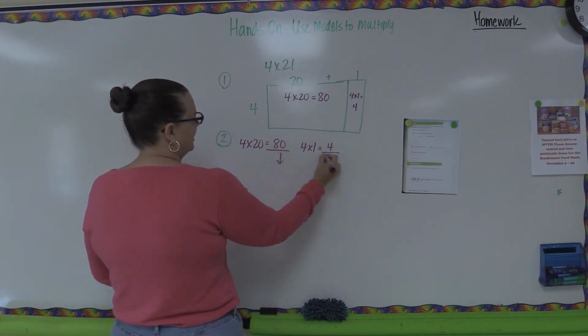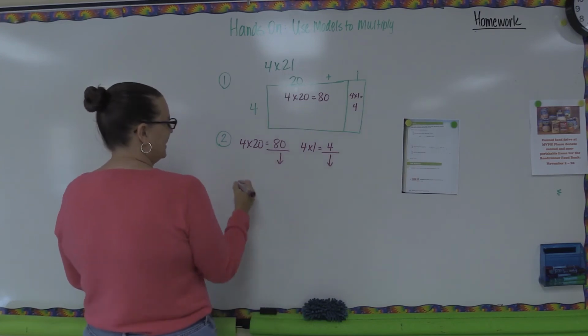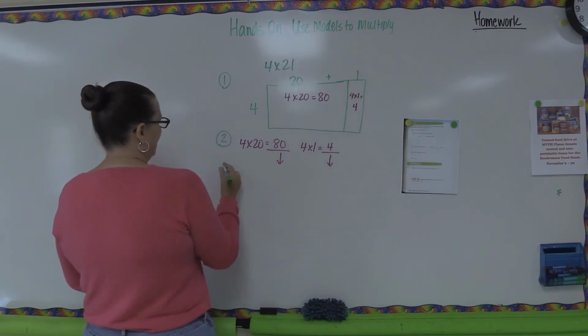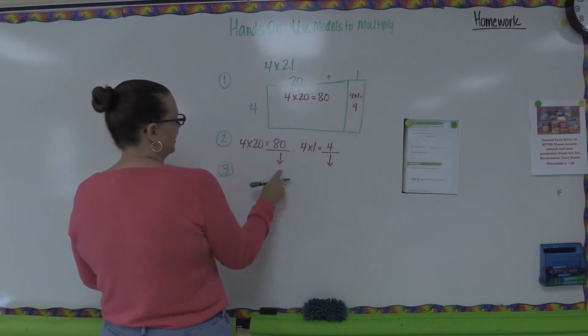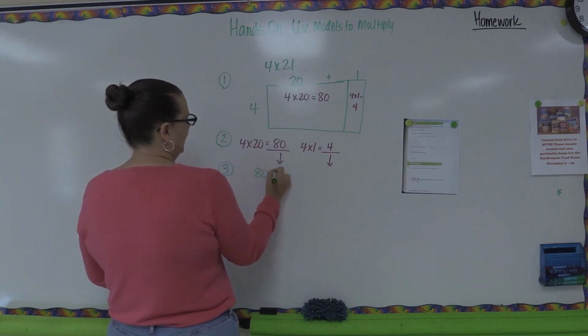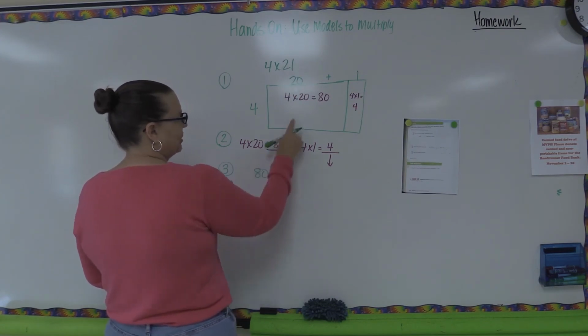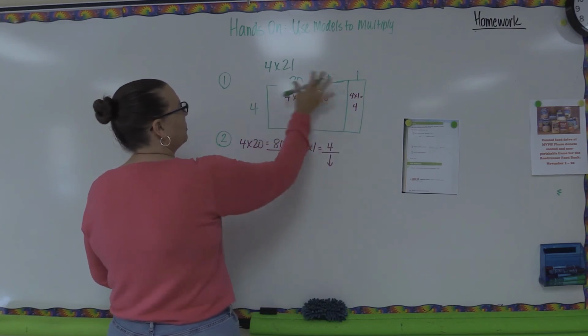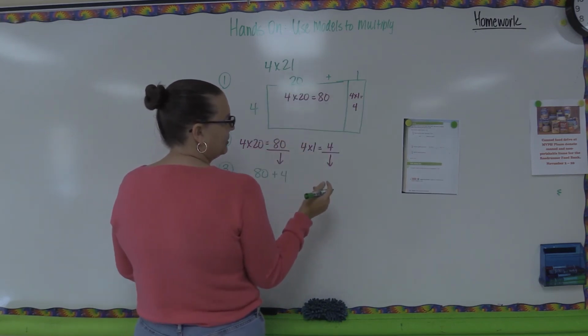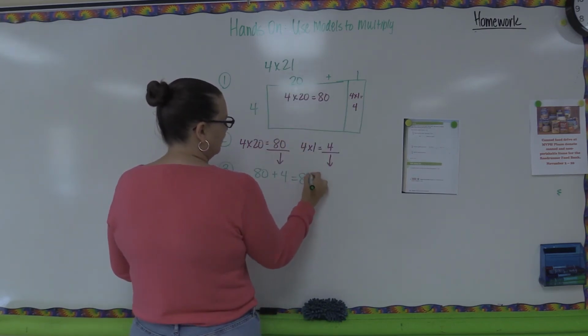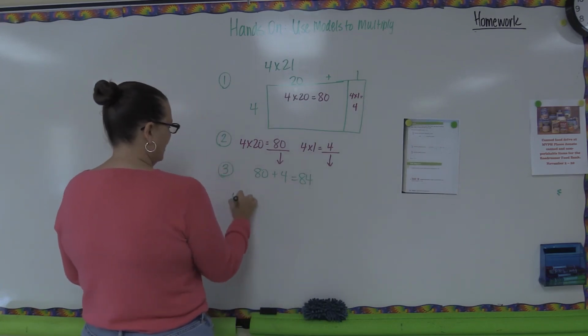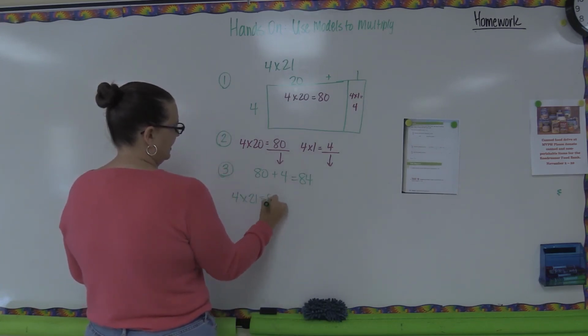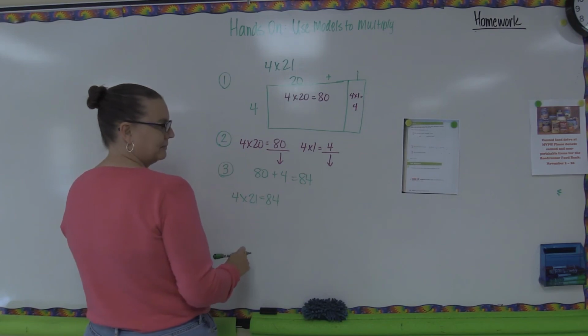They have little arrows on your page that are asking you to drop that down to the next step for step number 3. So we're going to take this 80 and we're going to add it to the 4 because these are the parts of the total product. Okay, when we do that, we get 84. So 4 times 21 is equal to 84.